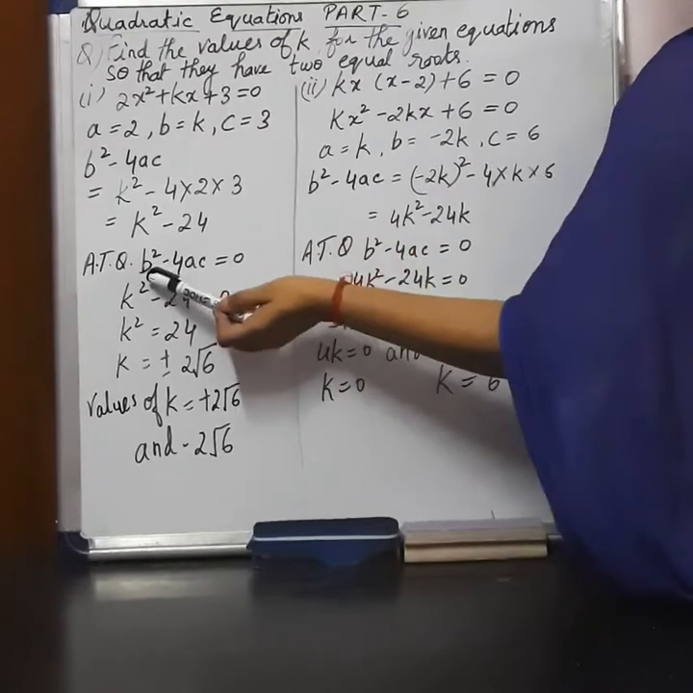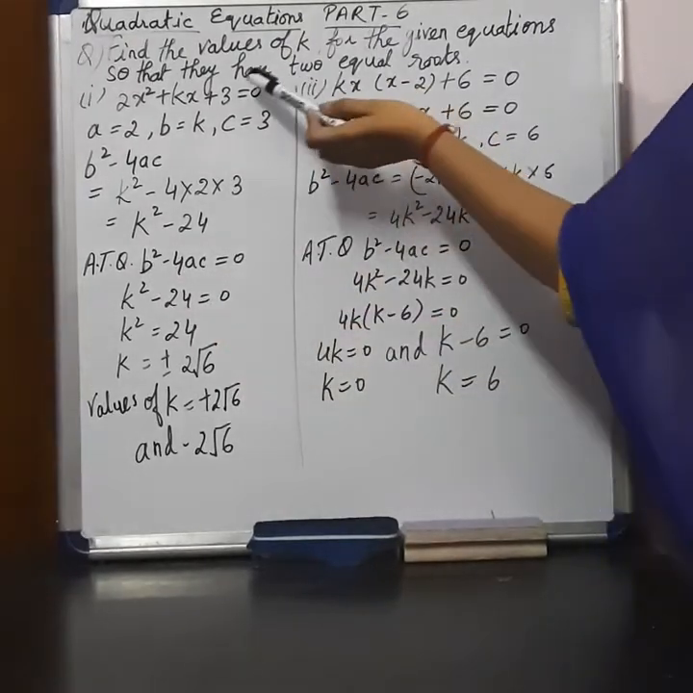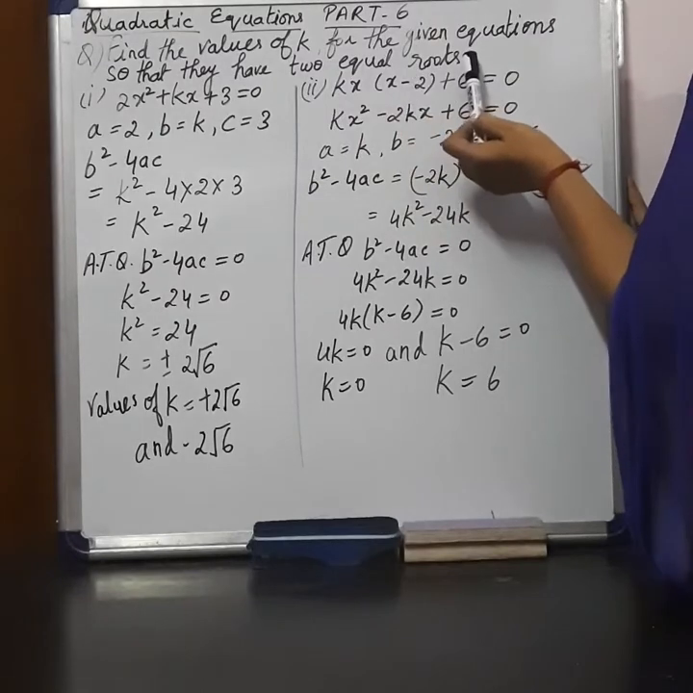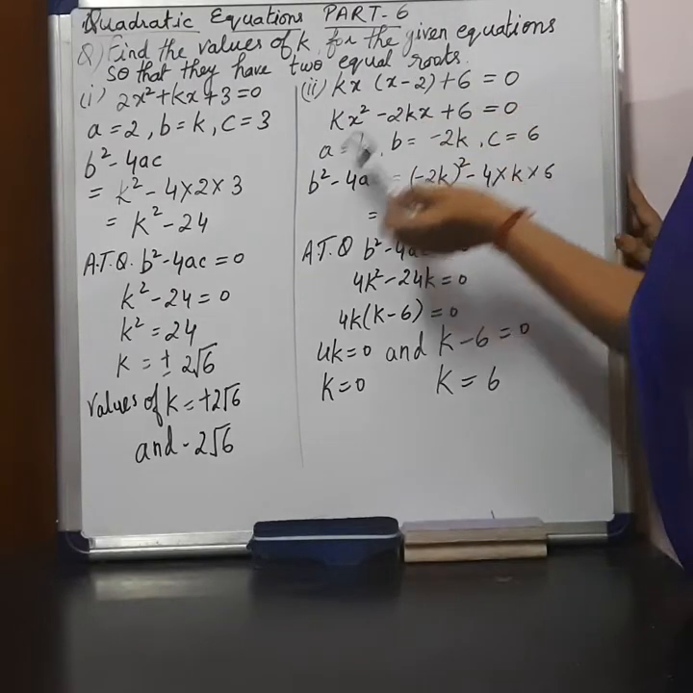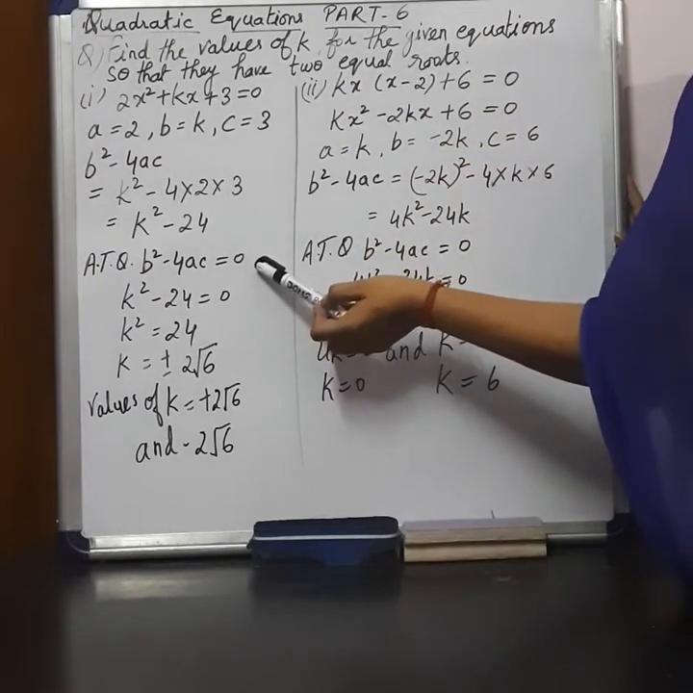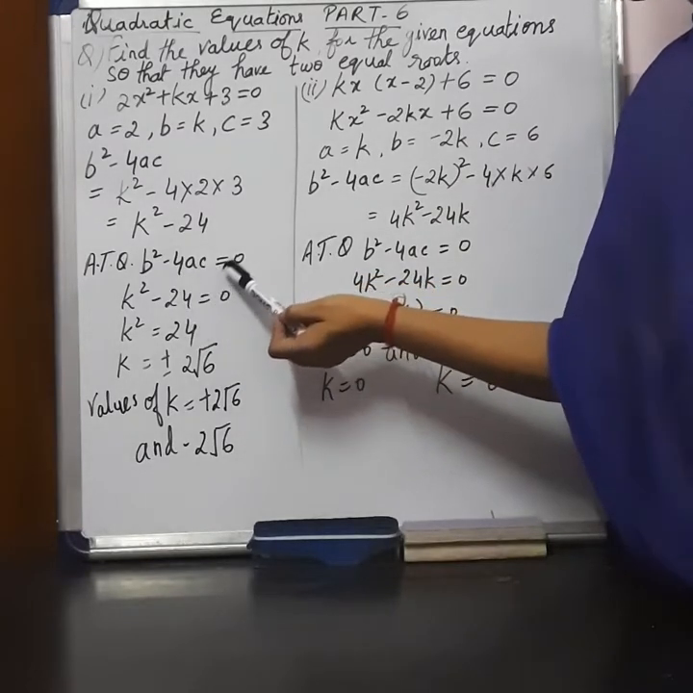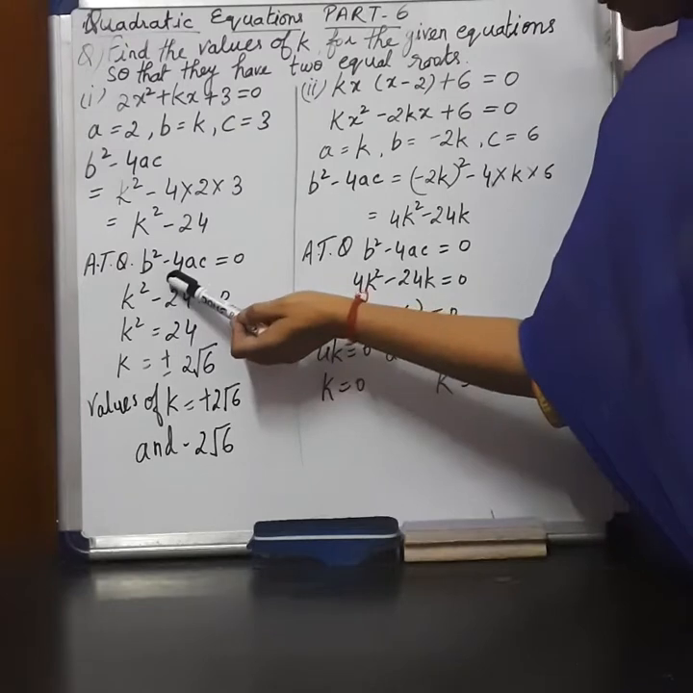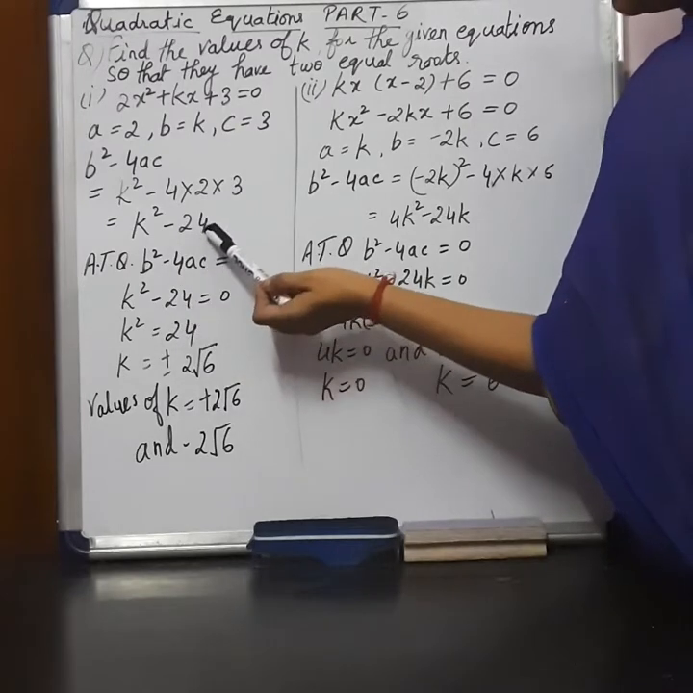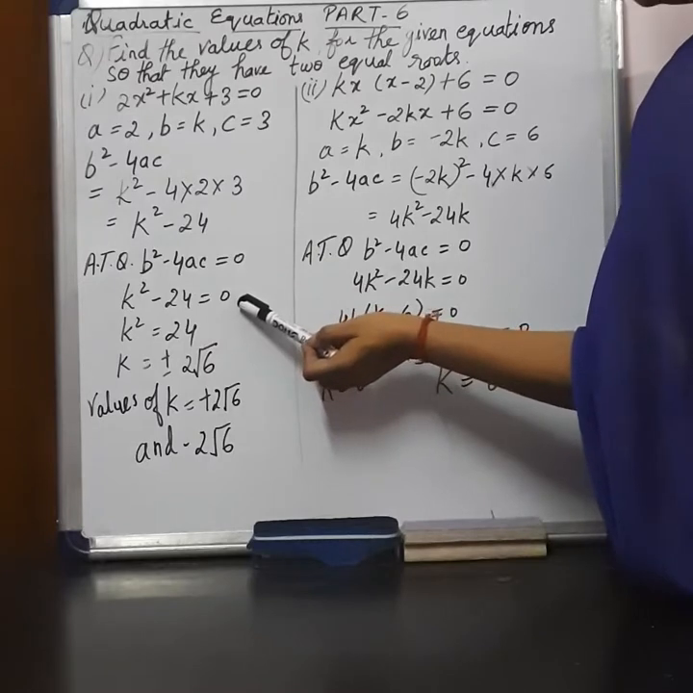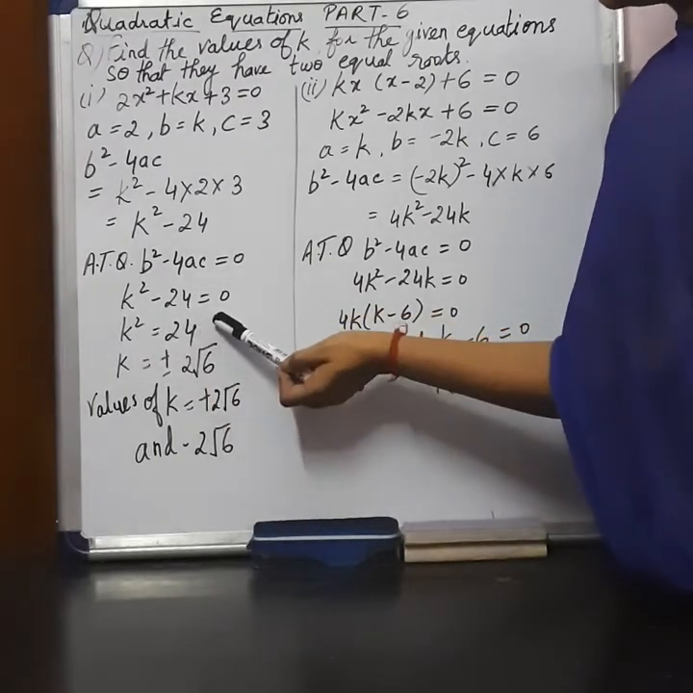Now according to the question, what is the condition? They have two equal roots. When we have two equal roots, the value of b square minus 4ac should be equal to 0. So according to the question, the condition is b square minus 4ac is equal to 0. We got k square minus 24 and it will be equal to 0. So k square is equal to 24.